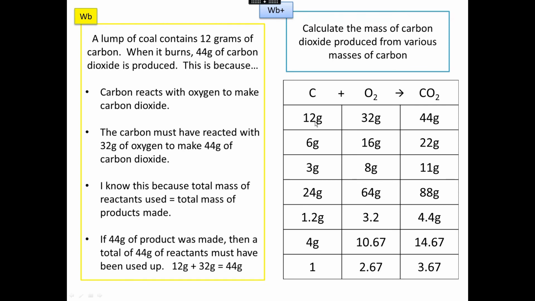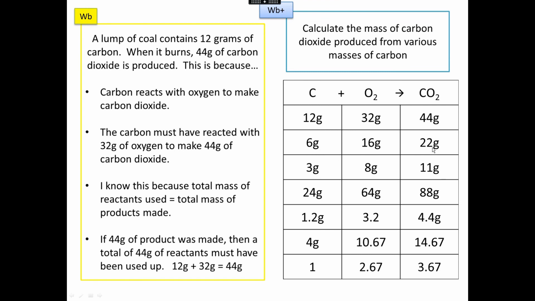Calculating the masses, 12 plus 32 grams equals 44 grams. 6 plus 16 grams equals 22 grams. Now there's a pattern here when they're all halving at the same time. So 12 halves to 6, 32 halves to 16, 44 halves to 22. It's half as much. In the third example, it's half as much again.